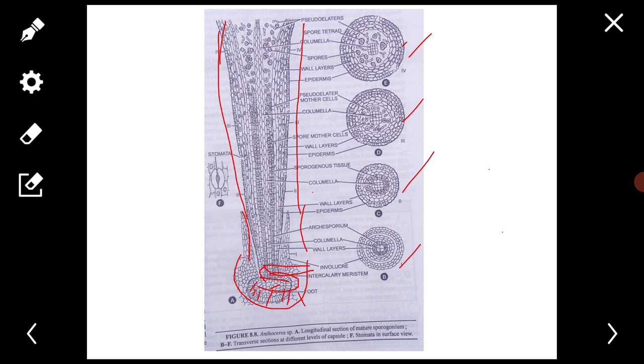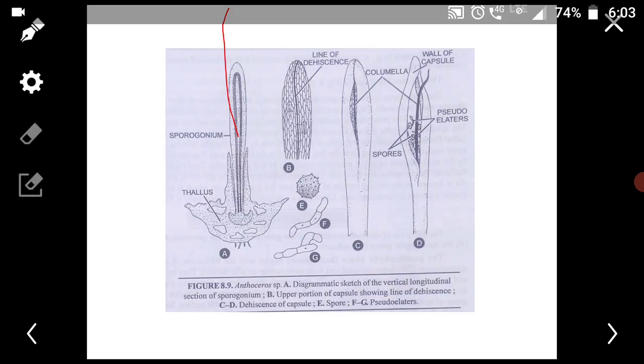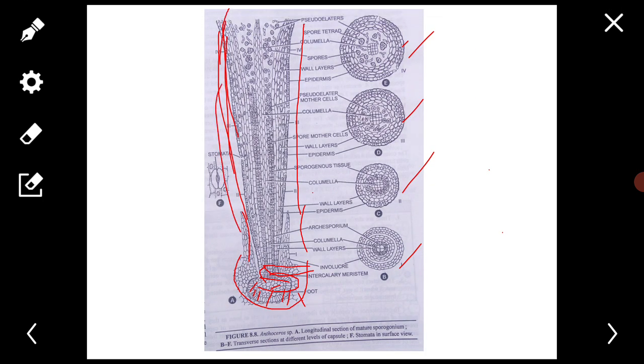Next, capsule. The capsule is long, consists of several layers in its longitudinal plane. This is the capsule. It shows three clear cut zones. कौन कौन से? वॉल ऑफ कैप्सूल जिसको एपिडर्मिस कहा, आर्किस्पोरियम जिसको स्पोर सैक कहा, and in the center कोलोमेला है. The first, wall of capsule.